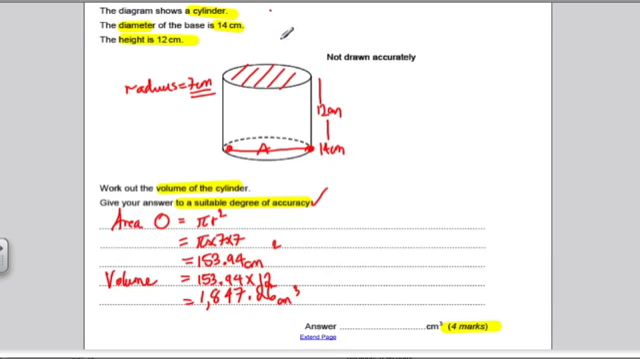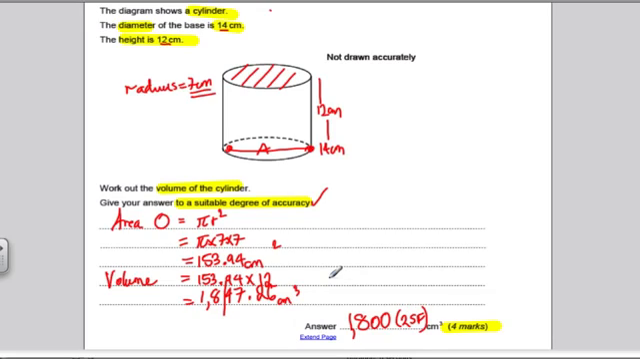For a suitable degree of accuracy, what I would say is it gives us the lengths to 2 significant figures, so there would be no harm in giving the answer back to 2 significant figures. So you put a line after your second significant figure, and therefore round it to the nearest 100. This would be 1,800 centimeters cubed. That would have you at 2 significant figures. I would just tell the examiner 2 significant figures.